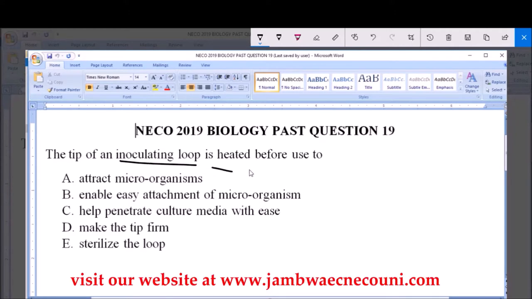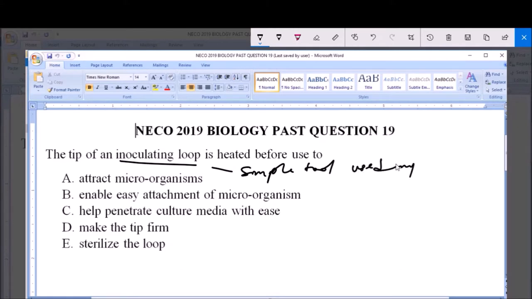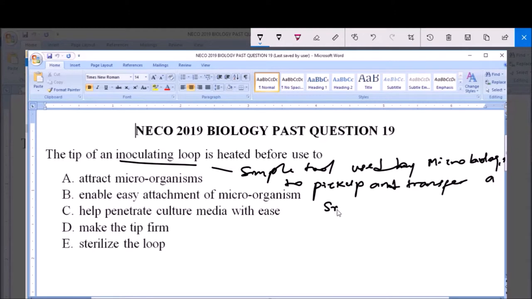An inoculating loop is actually a simple tool used by microbiologists to pick up and transfer a small sample from a culture of microorganism.